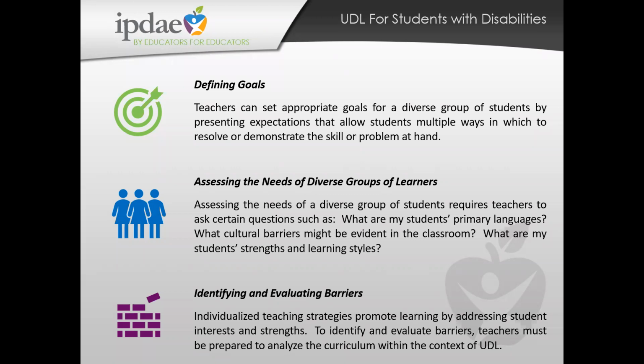Teachers can set appropriate goals for a diverse group of students by presenting expectations that allow students multiple ways in which to resolve or demonstrate a skill or problem at hand. Goals should always be aligned to state standards, with flexibility in various methods through which a student may communicate skill mastery and interact with the content. Providing students with these multiple avenues facilitates learning by removing barriers while supporting state's curricular goals.